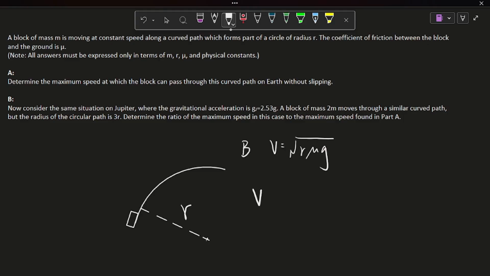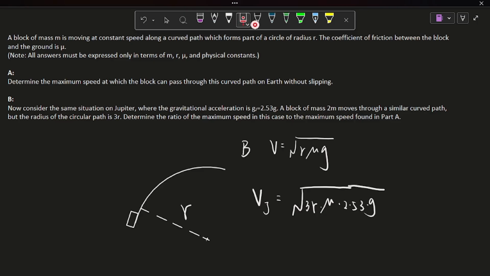So over here, v Jupiter is equal to the square root of r times mu times g, but now with some coefficients. What is the new r? New r is equal to 3r, 3 times the original r, right? So we can write 3 times r times mu. In the question it says similar curved paths, right? So mu stays the same. What is g? g is approximately 2.53 of g, right? So we can write times 2.53 g.